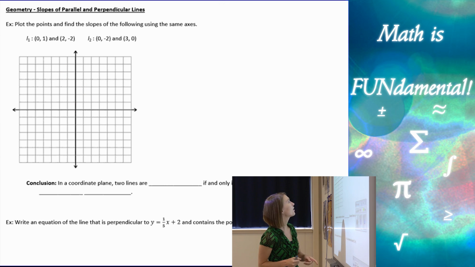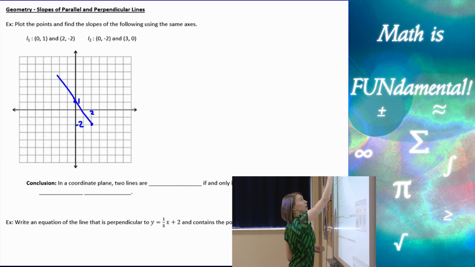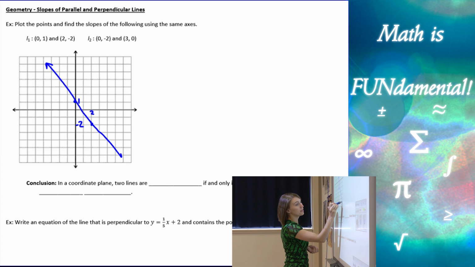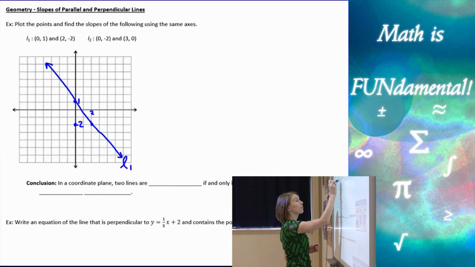The next piece of our lesson is going to be very similar. So let's do this example. We have the point 0, 1 and the point 2, -2. Here's my L1, and I want to label that L1. We always label our lines. And then for L2, I have 0, -2, and 1, 2, 3, 0.